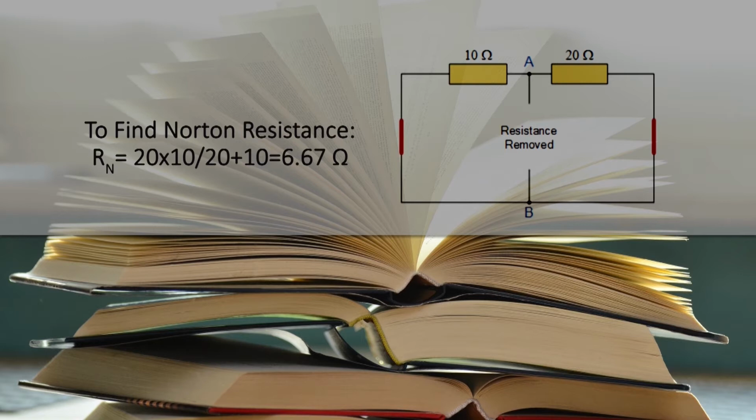So what will be the equivalent resistance, or the Norton resistance? This is a parallel combination of 10 ohm and 20 ohm. So it can be calculated as Rn equal to 20 into 10 upon 20 plus 10. So the value of this Norton resistance comes to 6.67 ohm. Now you have calculated the value of the short circuit current, that is called the Norton current. You have also calculated the value of the Norton resistance.